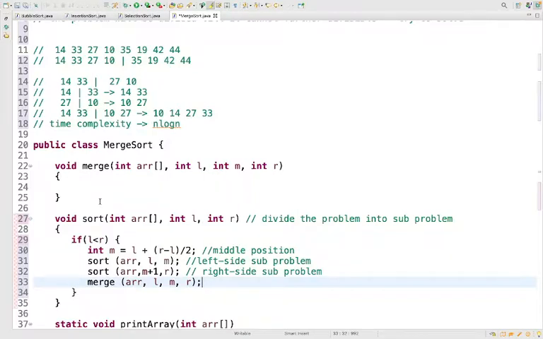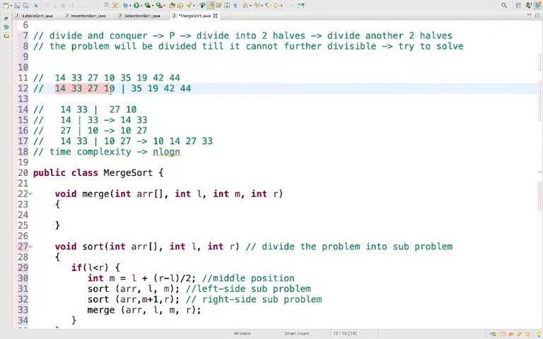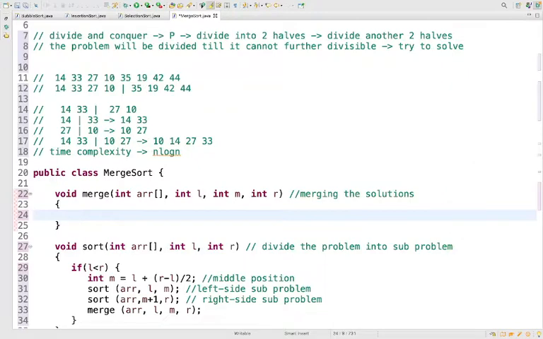Now this is the basic way that we are going to call the merge function. That means we are going to divide an array into multiple subproblems, and then once down to the basic unit of the problem, we try to merge it. That's how we do it. So here the merging process comes into the picture, that is merging the solutions. Merging solutions means the solution here will be the sorted subproblem, sorted sub elements. That means 14, 33 is a sorted subproblem, 10, 27 is a sorted subproblem. That is something we are going to find here.